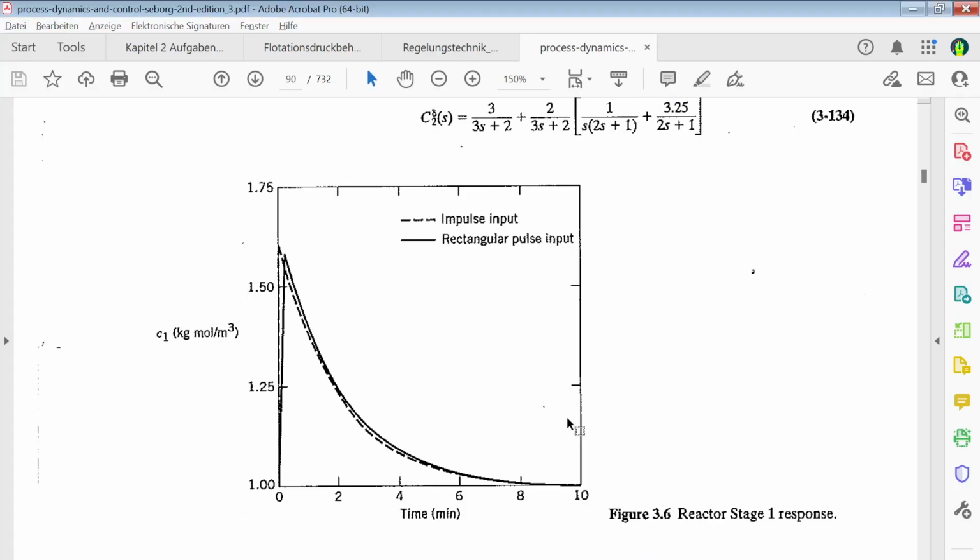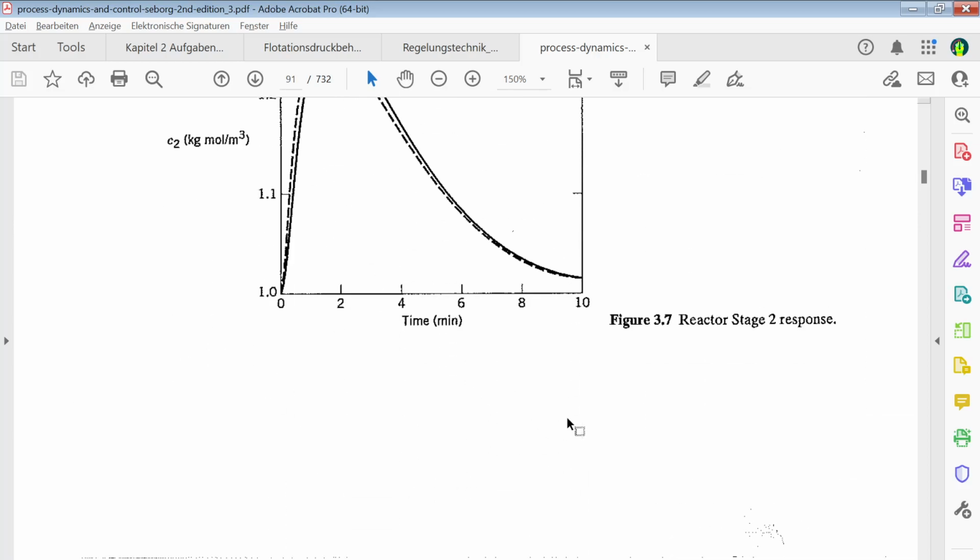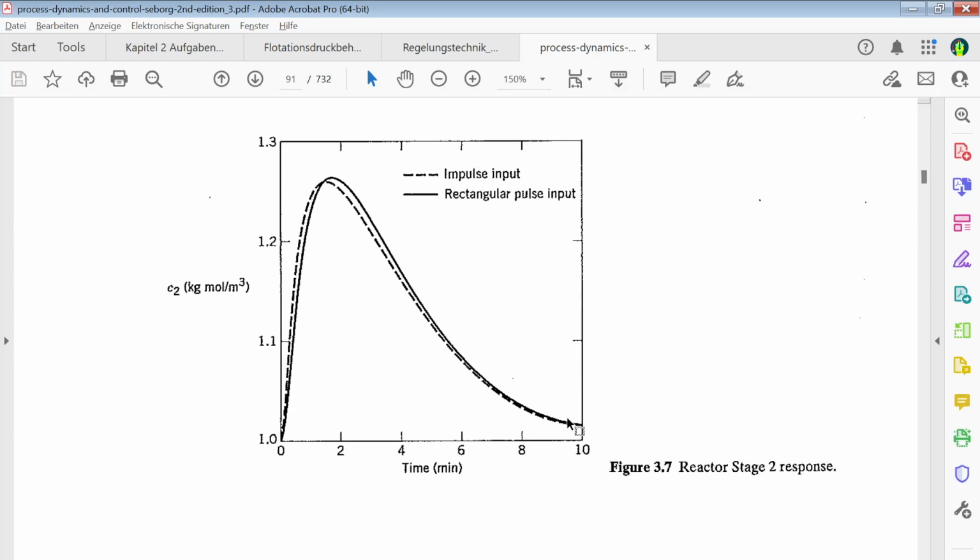So this was the answer for C1. This is what the concentration looked like. And you can see this is a very good approximation using the impulse and not the pulse. And then here is the concentration for C2. Please note it's been shifted by 1, so our results don't exactly look the same. They start at 0 and they go up to 0.27 or something thereabouts. So they're almost the same.